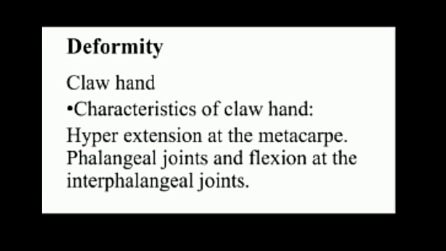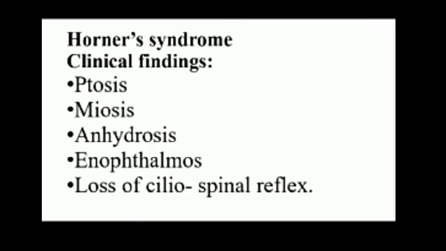Deformity: claw hand. Characteristic of claw hand: hyperextension at the metacarpophalangeal joints and flexion at the interphalangeal joints. Disability: biceps and supinator jerks are lost. Complete claw hand. Horner's syndrome.